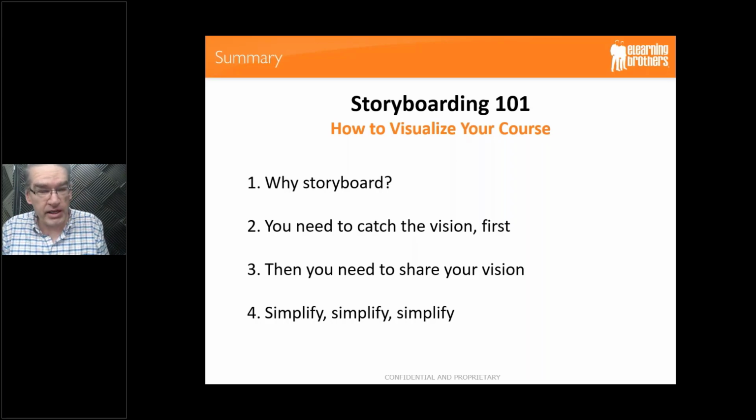Just to summarize everything, we talked about why we storyboard. We talked about why you want to catch the vision first from the client. And then you need to share your vision, and as part of that vision is your approach and the look and feel. And then you want to simplify all of the different things that you're going to be doing in the course. And that sometimes does take time, but that's part of our job.